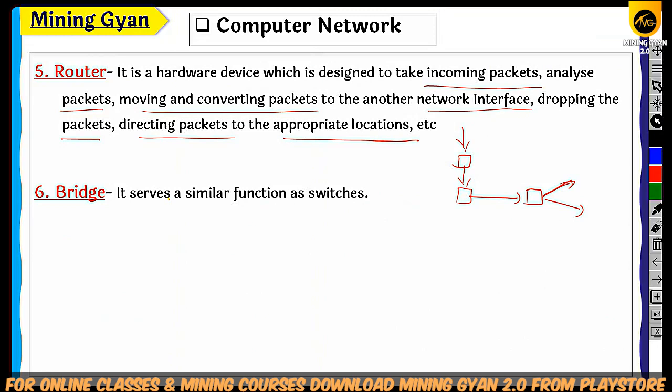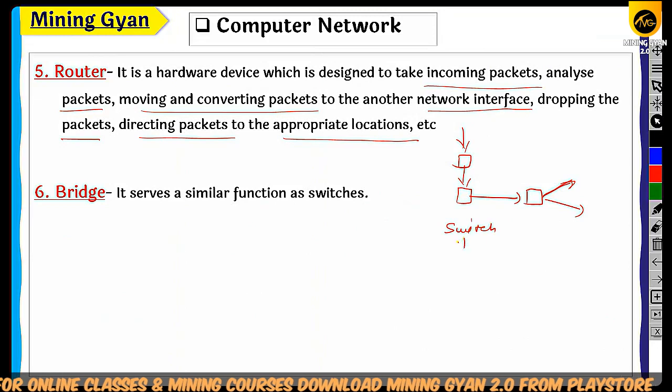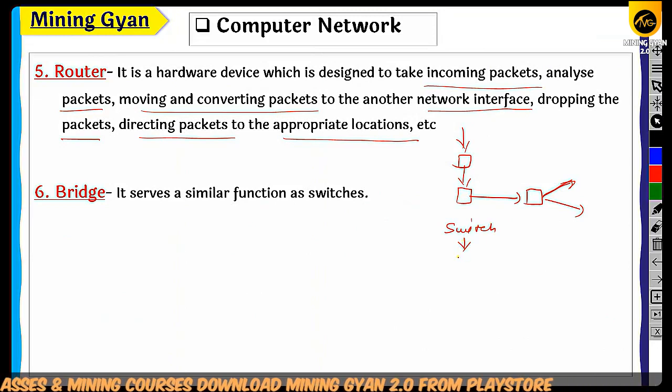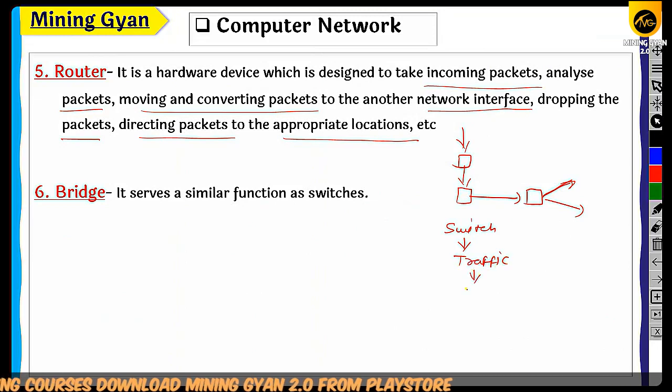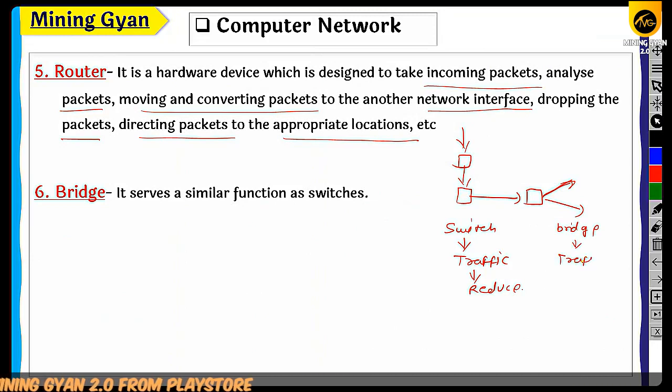So basically bridge and switches are common types of devices. The switch is used to join multiple computers within a LAN. Similarly, the bridge can also act as a kind of switch. The work of the switch is basically that it can reduce the traffic signals. Similarly, the bridge is used to reduce the signal traffic, but basically it can divide these traffics. So basically switch and bridge are similar kinds of devices.